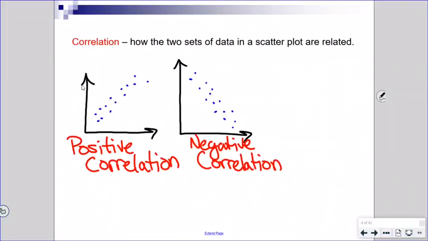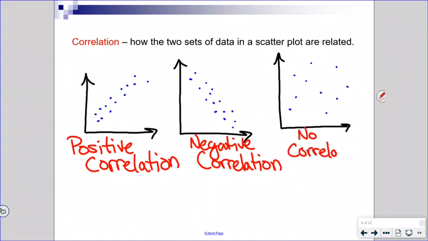Last but not least, in that third box, just put a bunch of dots everywhere. There's no obvious pattern, no obvious slope. It's not like you could draw a line through those points and say, yeah, it looks like those dots are going somewhere. Just put dots everywhere. That would be no correlation. You can't connect the 2 pieces of data. It's like the weather outside and my favorite TV show. You can't connect the 2.